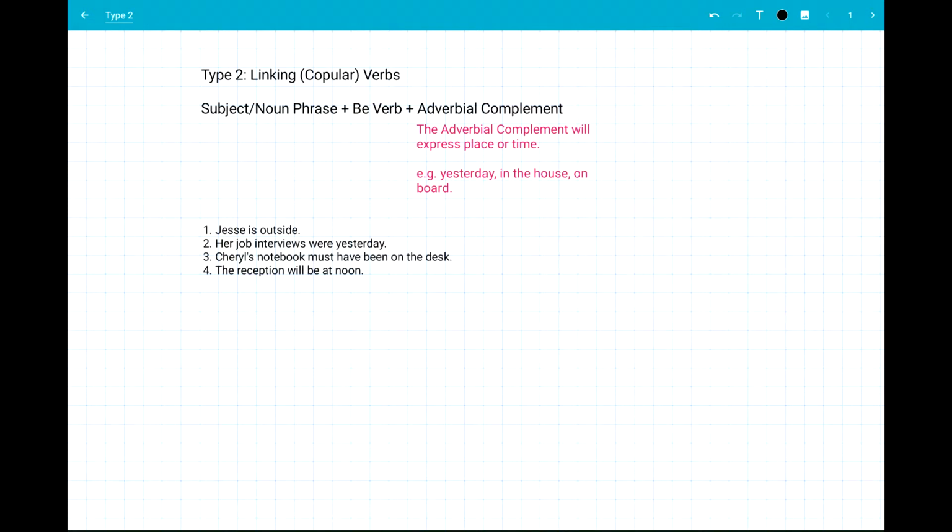Jesse is outside, where Jesse is the subject, is our conjugation of be, and outside is an adverb that tells us where something happened. Note that outside could also be a noun depending on how it's functioning in a sentence. For example, we could say, the outside of the house has fresh paint. It's always important to look at what a word is doing in a sentence before determining its part of speech.